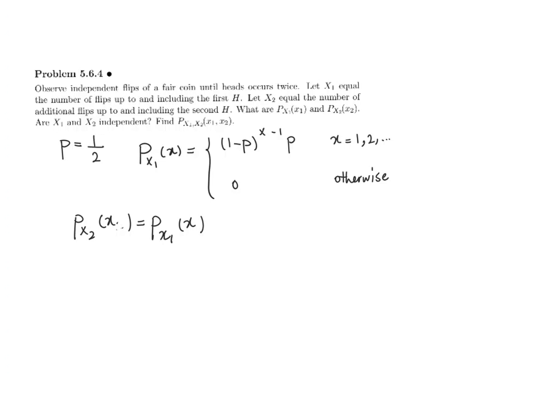Furthermore, the flips needed to generate the second occurrence of heads are independent of the flips that yield the first head. So we can say that X1 and X2 are independent, and for two independent variables, their joint PMF is equal to the multiplication of the marginal probabilities.